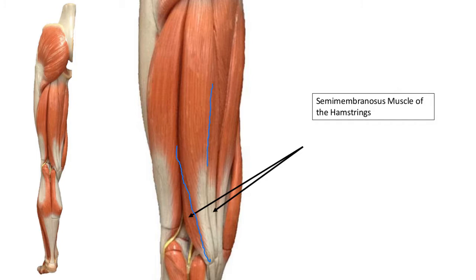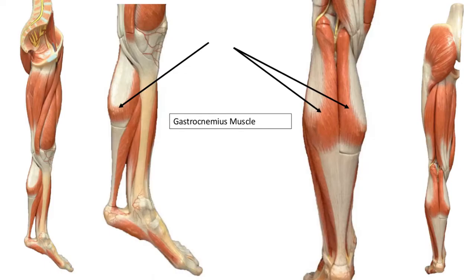Now we're going to move down into the leg. We're going to talk about the muscles on the front and the back of your leg, and on the side, because you do have 3 compartments to the leg. With the leg, you have the anterior compartment, the posterior compartment, and the lateral compartment. So we'll start with the posterior compartment.